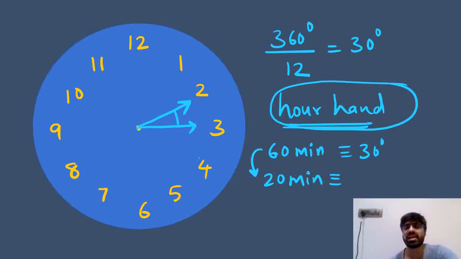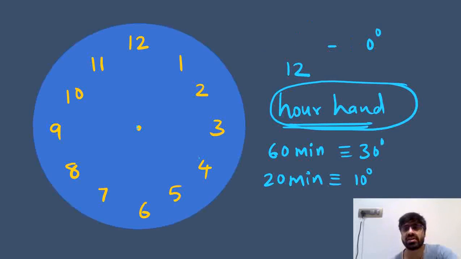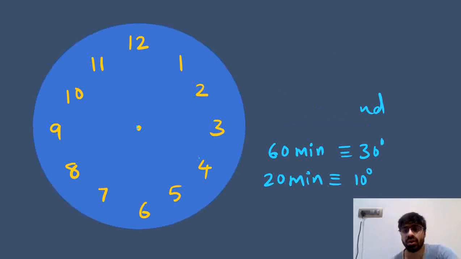So 20 minutes is like 1/3 of 60. So the angle here will be 1/3 of 30, which is equal to 10 degrees. Okay. So that's how you can make some big and small calculations related to the clock problems. And if you're thorough with these calculations, we can straight away start taking our first question. So let's take a look at it.